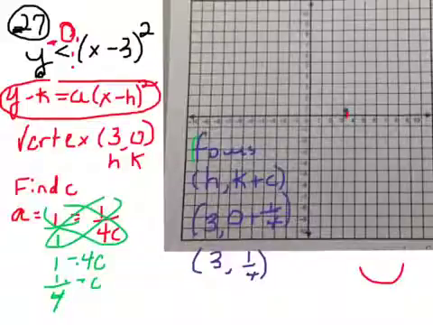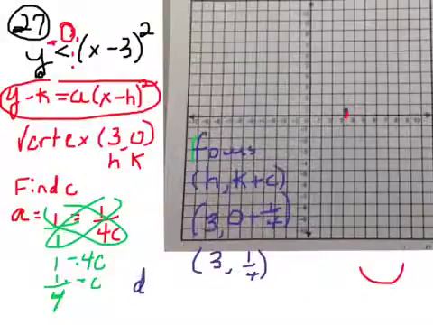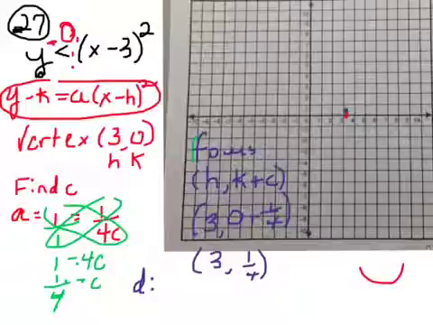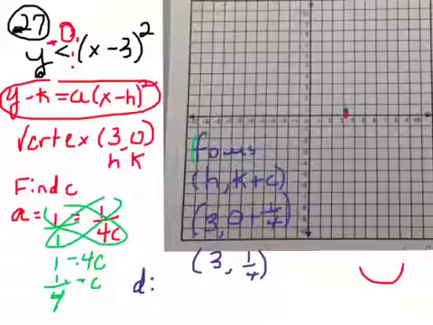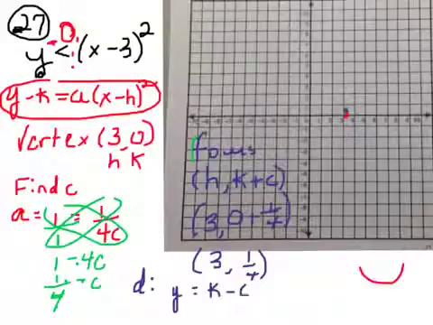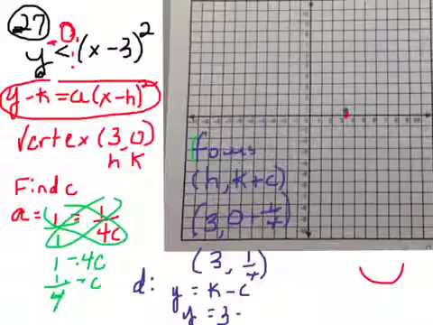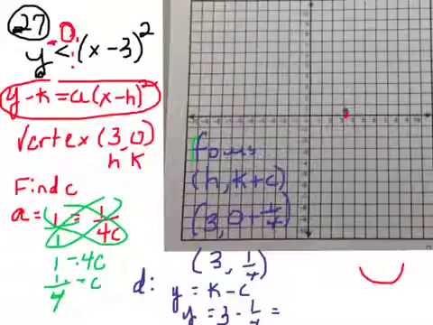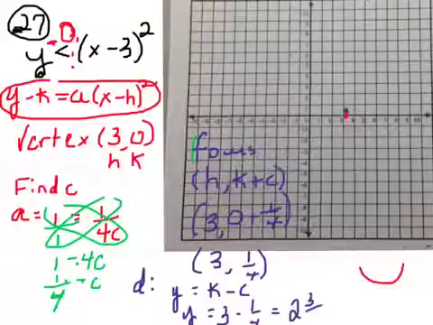Now we want our directrix. I'll just put D for directrix. Actually, usually the book uses a capital D. The directrix is y equal k minus c. So y equal, our k was 3, and our c was a fourth, so it's 3 minus a fourth, which would be 2 3/4. So the directrix is y equal 2 3/4.